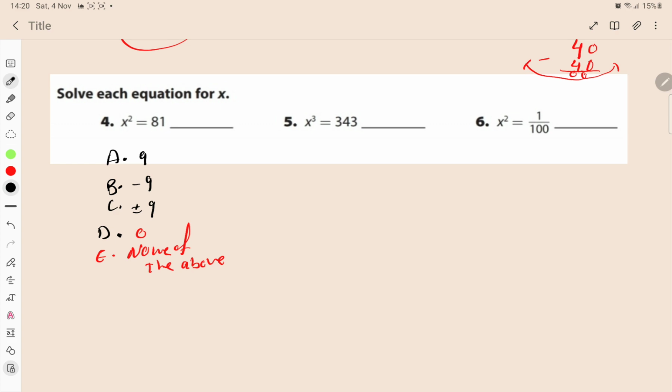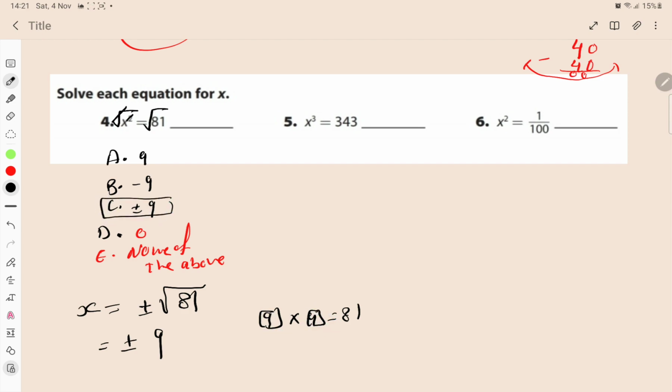This is the idea. Square root left, square root right. Whenever you want to cancel the power 2, you should square root. Put a square root for the left, square root for the right. Power 2 will cancel with the root. So x is equal to positive or negative root 81. What is the number that I multiply by itself gives 81? It is 9. 9 times 9 is 81. So the correct answer is positive or negative 9.